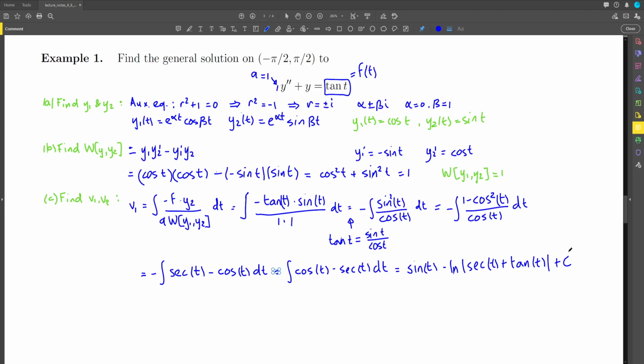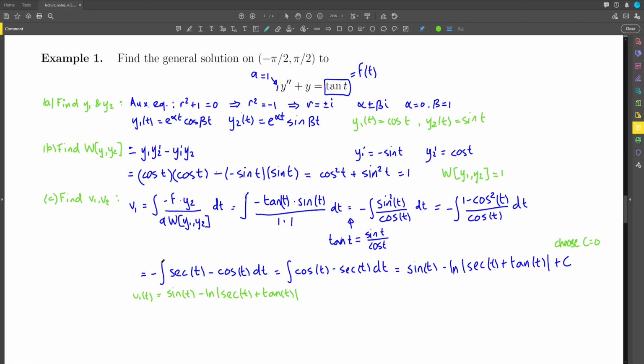Now we can choose any value for C. So what we'll do here is we'll just choose C to be 0. And so the conclusion here is that V1 of t is equal to sine of t minus the natural log of secant of t plus tangent of t.